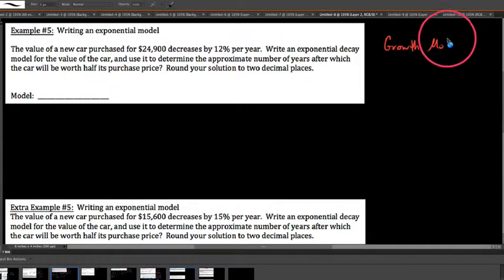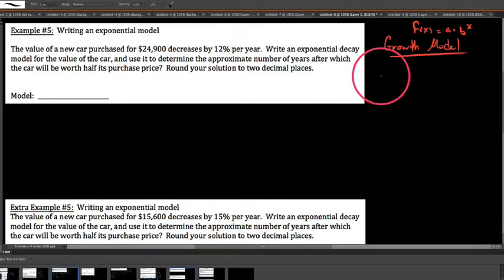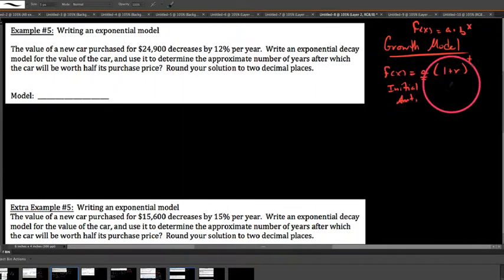Now when we talk about a growth model, this is an exponential function. So we would say that certainly this is something of the form f of x equals a times b to the x power. But when we say a growth model, we often use f of x or y equal to some a times 1 plus r to the t, where our a value is our initial amount, what we're starting with. Our r value here is our rate of increase or decrease per time.